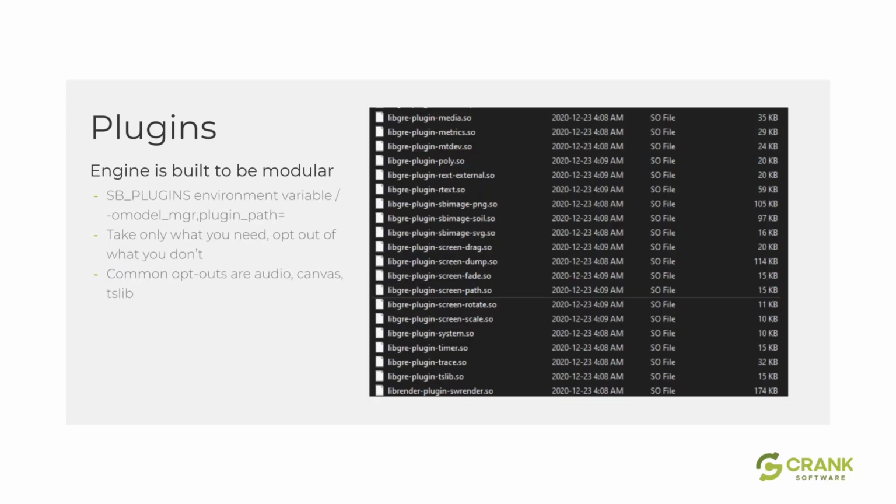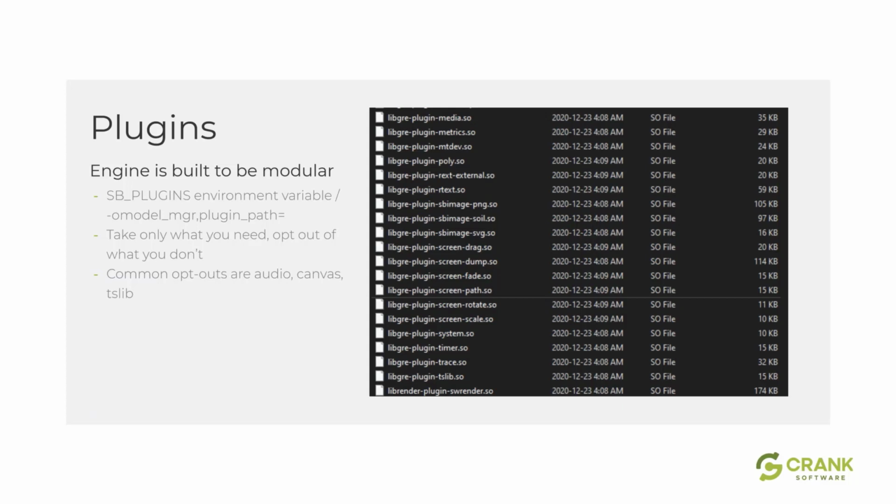As for plugins, our engine's built to be modular, so most of the functionality lives inside plugins, which are stored inside your SB plugins directory, which you set during your engine setup. So you only need to take what you need. You can opt out of what you don't. Because almost everything is a plugin, you can get huge memory savings by taking out what you don't need.